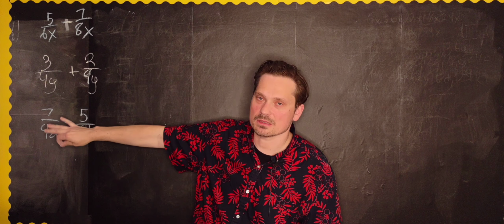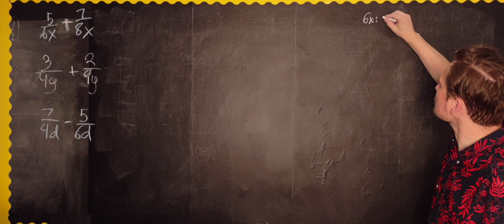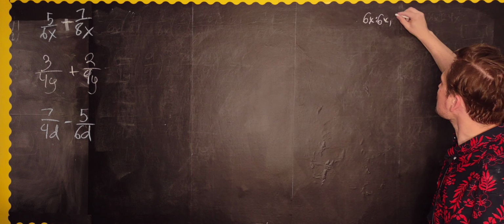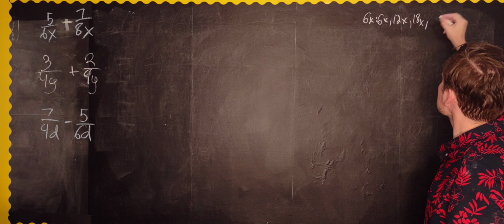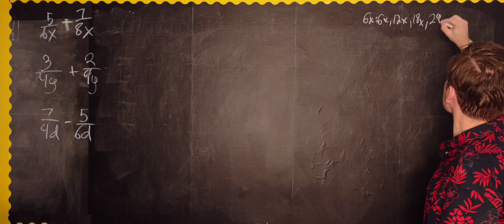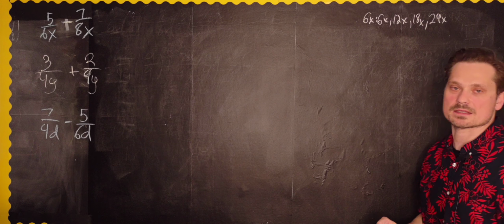Let's look at the first one. I'm going to write the LCM all the way over here. So you've got 6x and 8x. What you want to do is just write out the multiples of those two. For example, 6x multiples: 6x times 1 is 6x, 6x times 2 is 12x, 6x times 3 is 18x, and then 6x times 4 is 24x. And stop here. That's 24x.